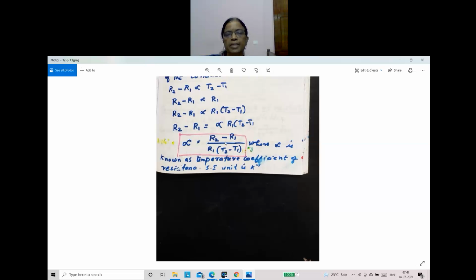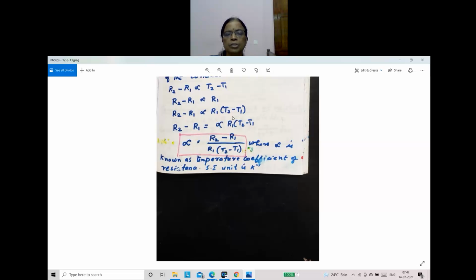See, for metals, alpha is positive. That means R2 is always greater. For metals, when temperature increases, resistance increases. So R2 is always greater than R1, and this value becomes a positive value. Understand? So alpha is positive. For metals, alpha is a high positive value.